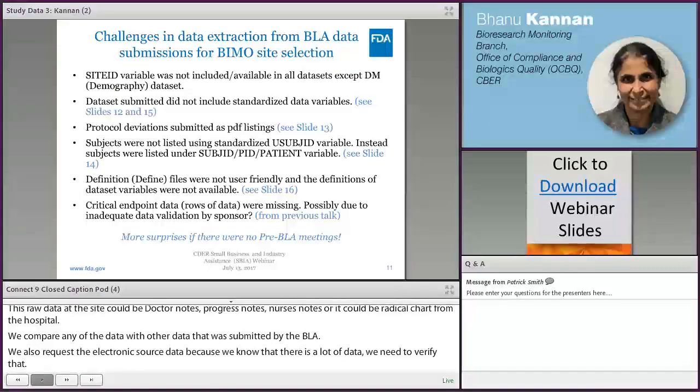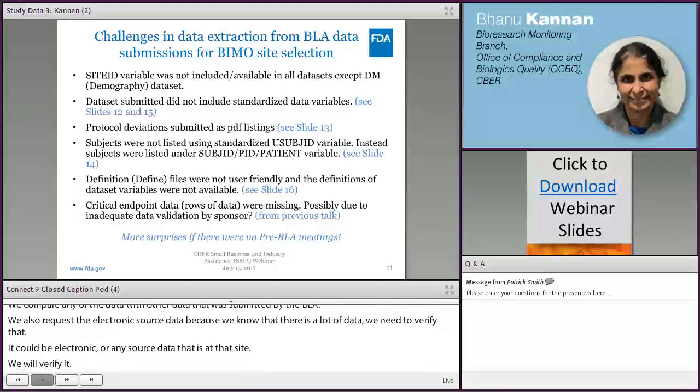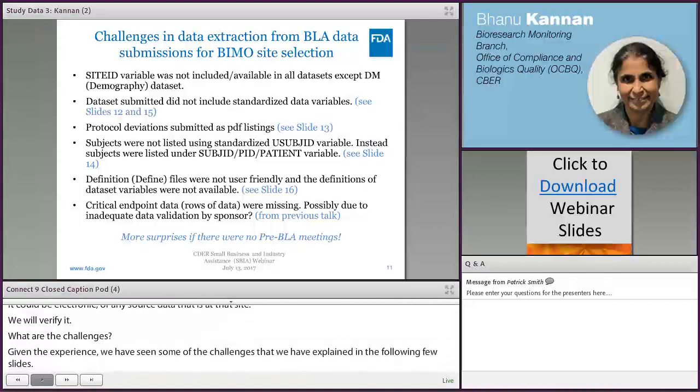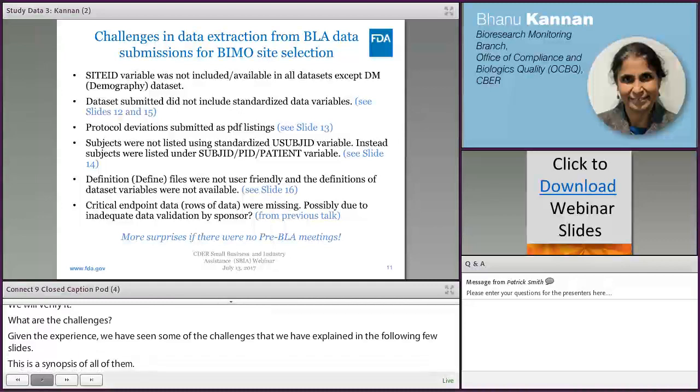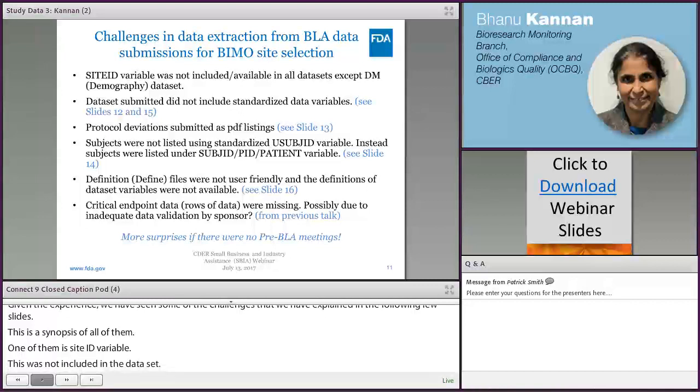So what are the challenges? In our experience, we have seen some challenges which are explained in the following few slides, but this is just a synopsis of all of them. One of them is the site ID variable. It was not always included or available in all data sets except the demography, the DM data set. And for us, as I had mentioned in my earlier slide, we have to review all the data within the first 30 days, which is a lot of data for us to review.